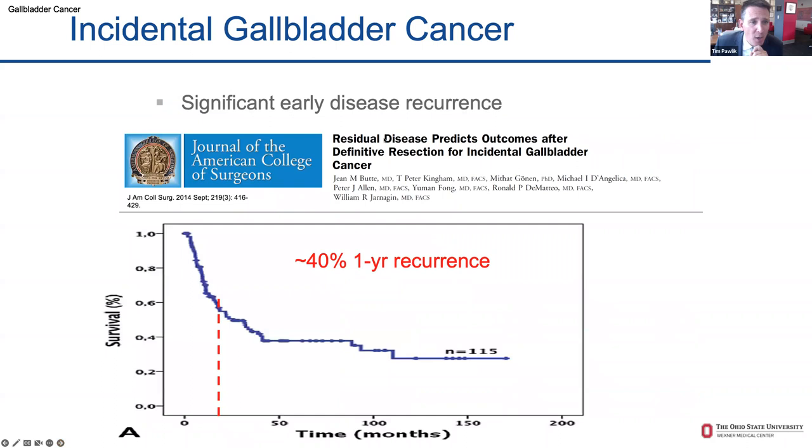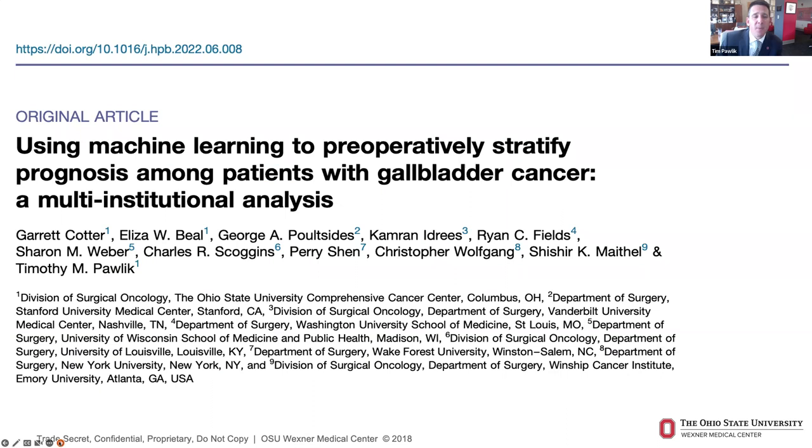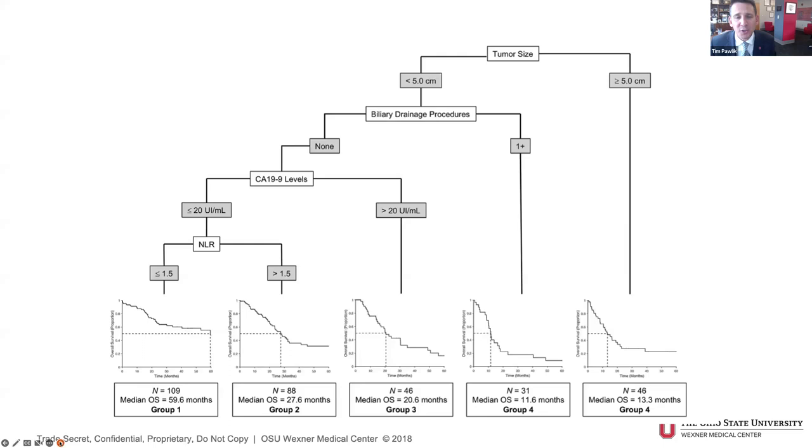As I noted, residual disease is a very poor adverse factor, and about 40% of patients who have residual disease will recur within 1 year. Recently, we published this paper in HPB Surgery that used machine learning, so artificial intelligence, to try to preoperatively stratify patients with regard to their risk of prognosis and risk of recurrence following that second oncologic operation.